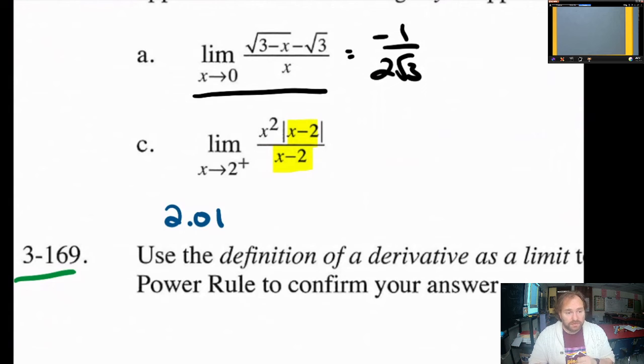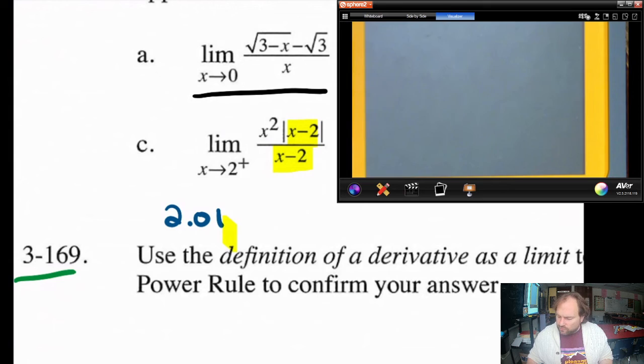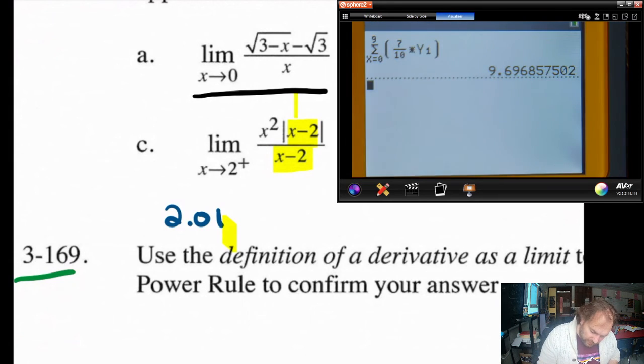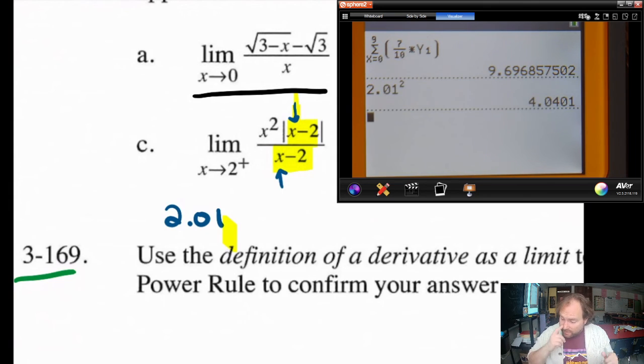So if we think about this, I'm going to bring calculator cam up for a moment. If you were to plug in 2.01 for x here and here, in both those cases you would get positive 0.01, and they would divide out to be positive 1. So those don't really affect anything. The only question remaining is what's 2.01 squared, and it's about 4. It's a little bit over 4.